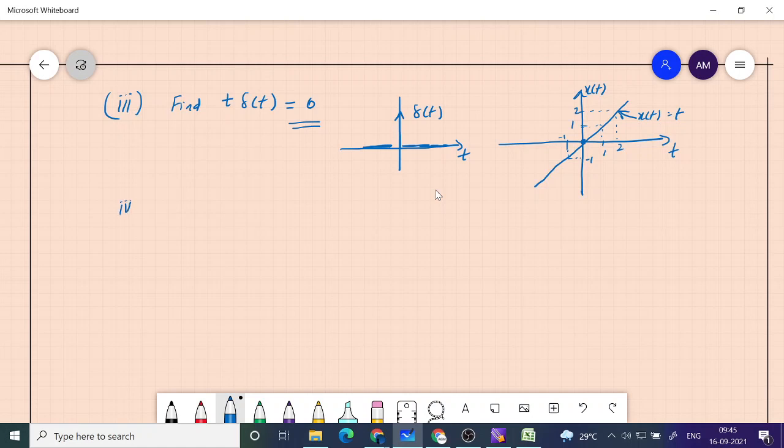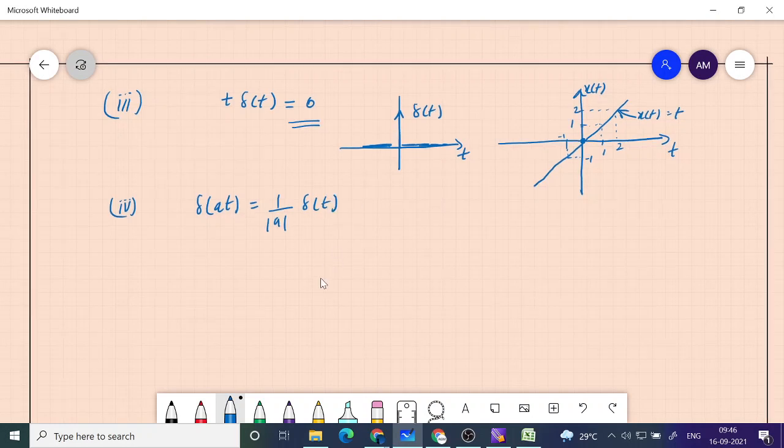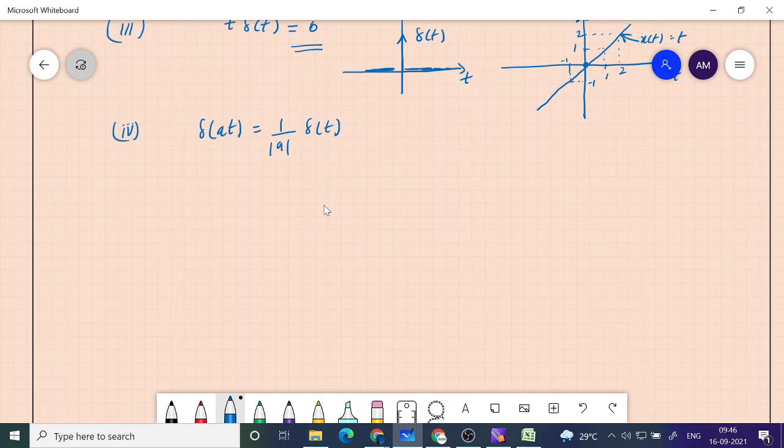Number 4, find or show that, so these are properties, so I will just write them as an equation. The next property is that delta of at is equal to 1 by modulus a delta of t. So this proof you need to be a little more careful. Again, we can take the integration part of the definition of the unit impulse function, and then you can prove this. Okay, so let's do that.